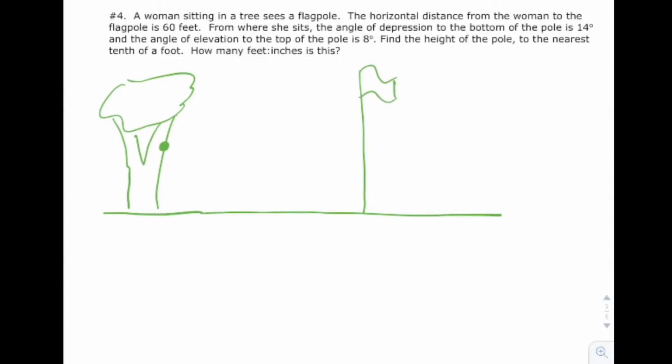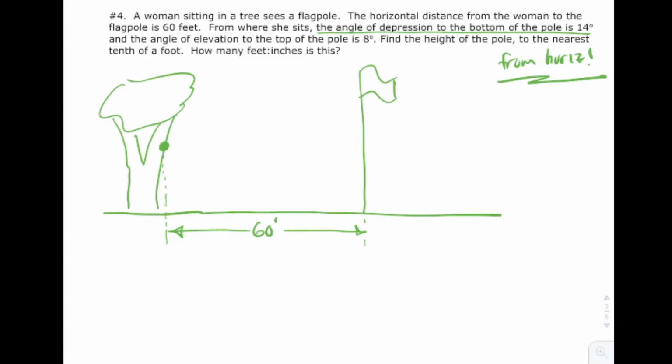Okay, cool. The horizontal distance from the woman to the pole is 60 feet. So that means that if you were to drop a horizontal to the ground here and measure along the ground, this distance is 60 feet. Okay, we got something. We got a dimension. Cool. Now what else do we know here? From where she sits, the angle of depression to the bottom of the pole is 14 degrees. Now remember what I was saying before. Angle of depression, angle of elevation are always measured from the horizontal.